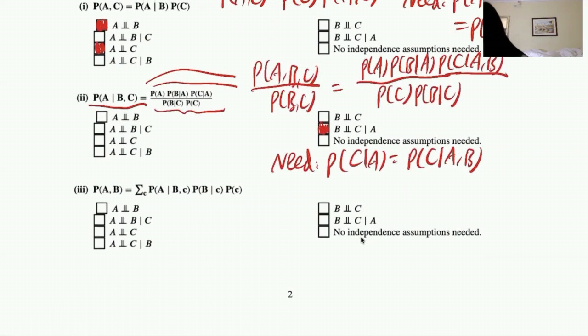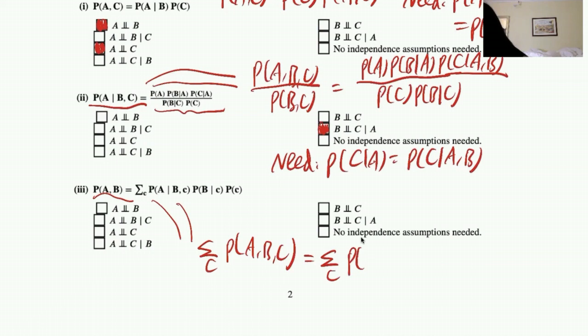Then for the third part, probability of AB is equal to probability of ABC when we sum over all the possible values of C. Then it means probability of C, probability of B given C, and probability of A given BC. This is according to the chain rule. So for this equation, no independence assumption is needed.